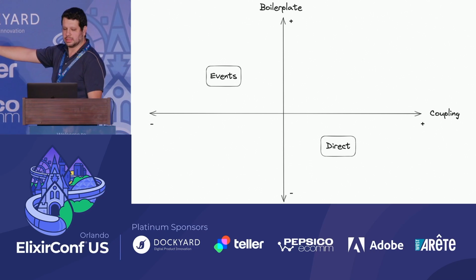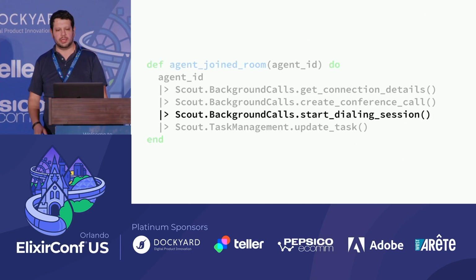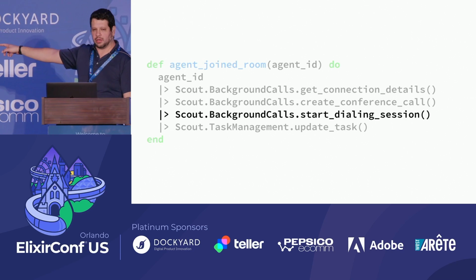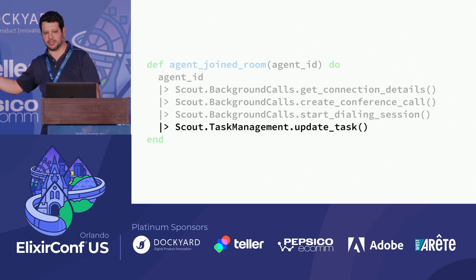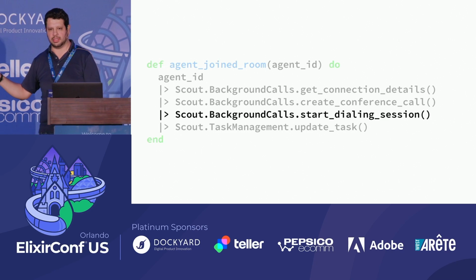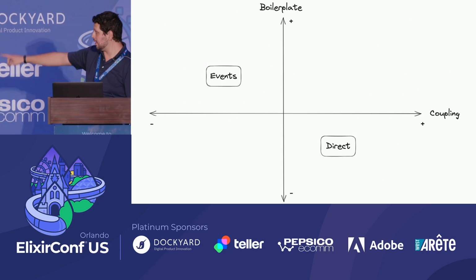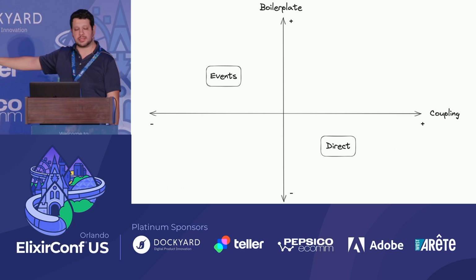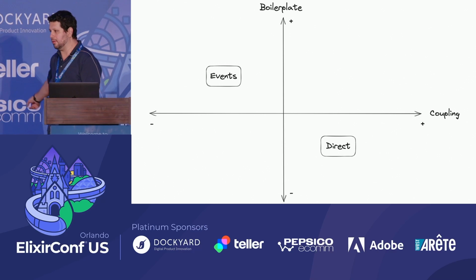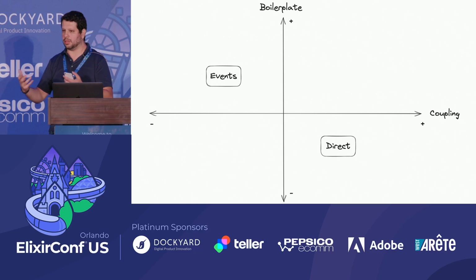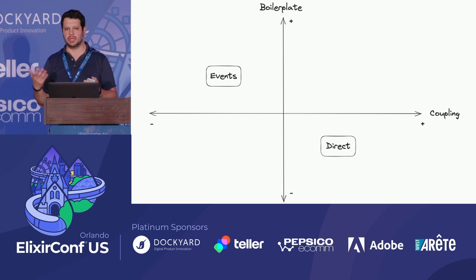I think the alternative is to do something like, if you have the background calls start dialing session right there, you could call the task management update task function, not after that, but inside that bounded context, right? So that's the direct calling that I have right there. And that is a lot less boilerplate, but it's a lot more coupling. And it kind of breaks the whole idea of bounded context, right? That's why they're bounded. They should be separate, like autonomous systems that don't rely on each other.